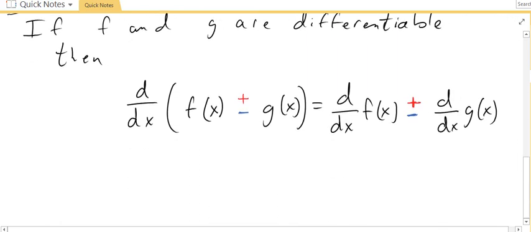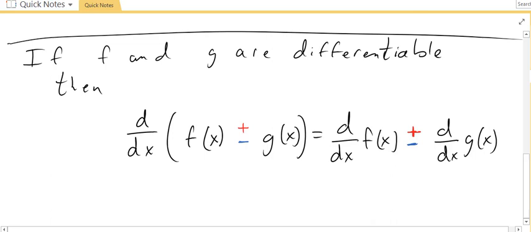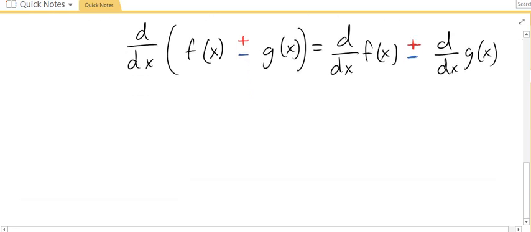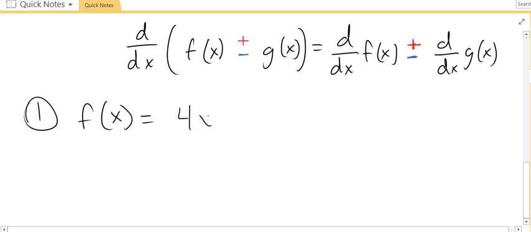Now, another useful fact is that if f and g are differentiable, then their sum and difference are also differentiable. We get to just take the derivative of the first thing plus the derivative of the second thing. So this lets us do things like polynomials. If I have the function f of x equals 4x squared plus 5x plus 1, and I want to find the derivative, I can just treat each piece separately.